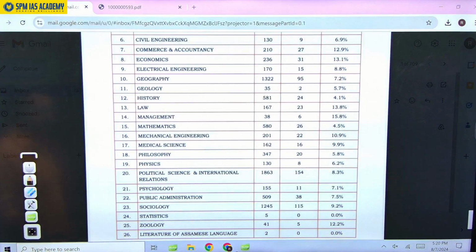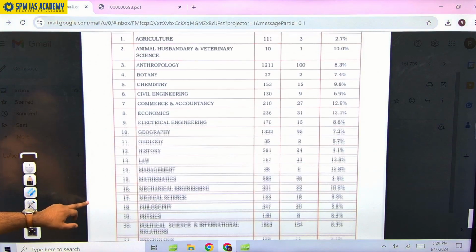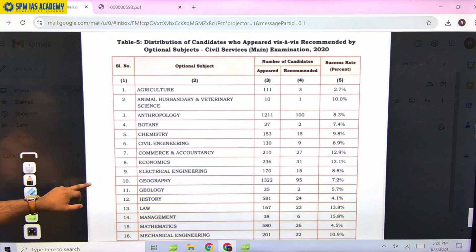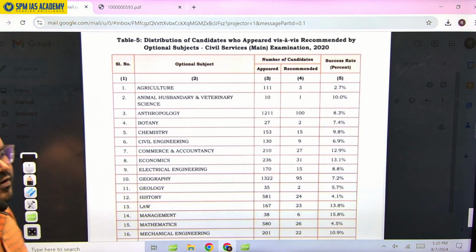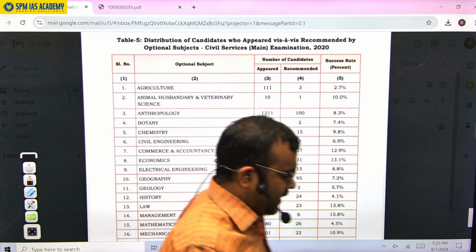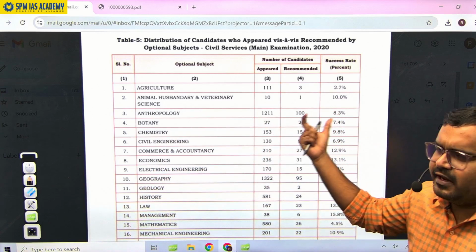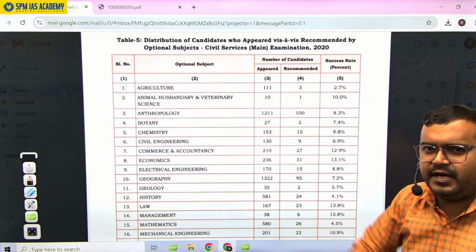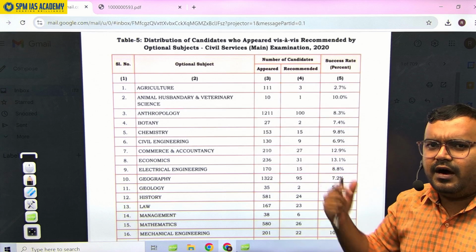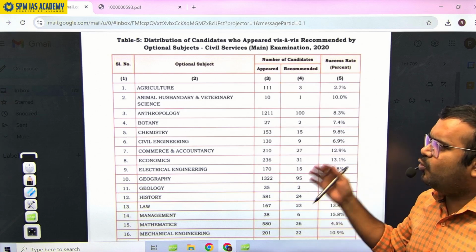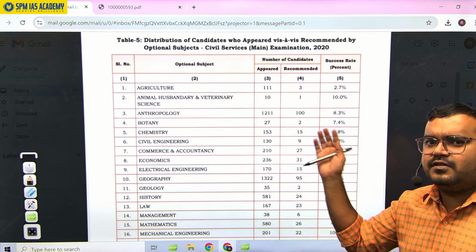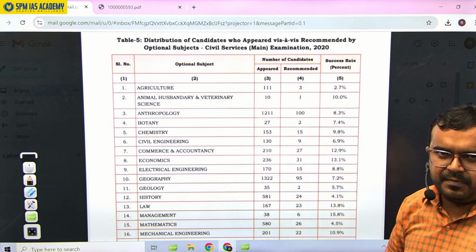Now let's look at this important, very crucial report of UPSC, right? Again, this is not a very recent one. This is based on the data of 2020, but it is good enough for us to understand how exactly the different or rather the famous optionals have performed, right?